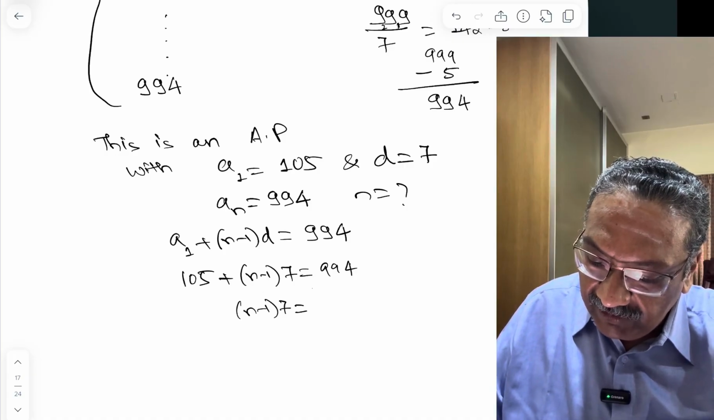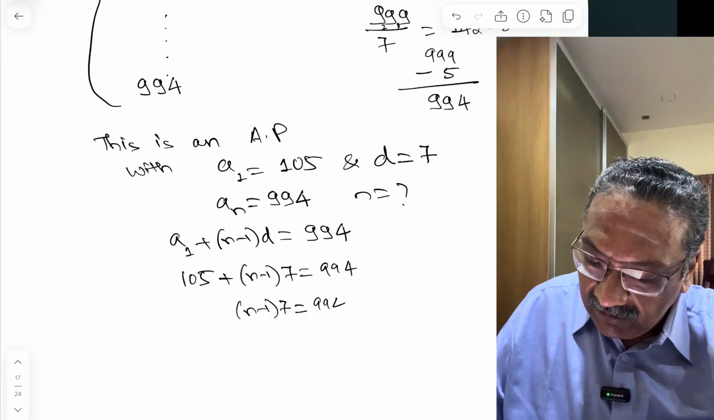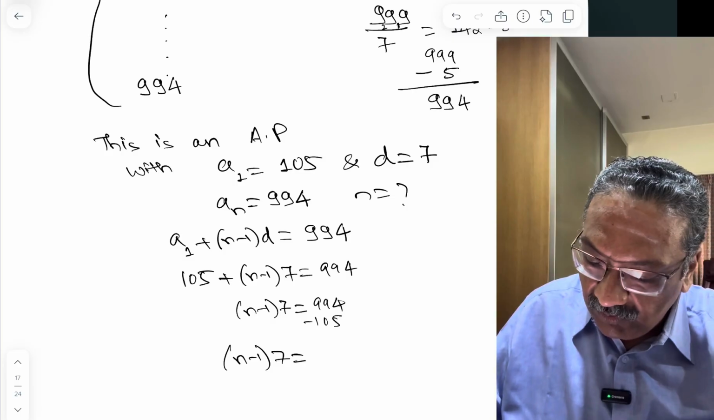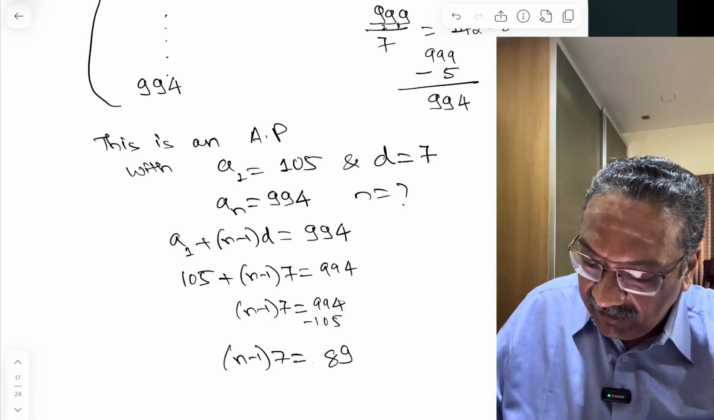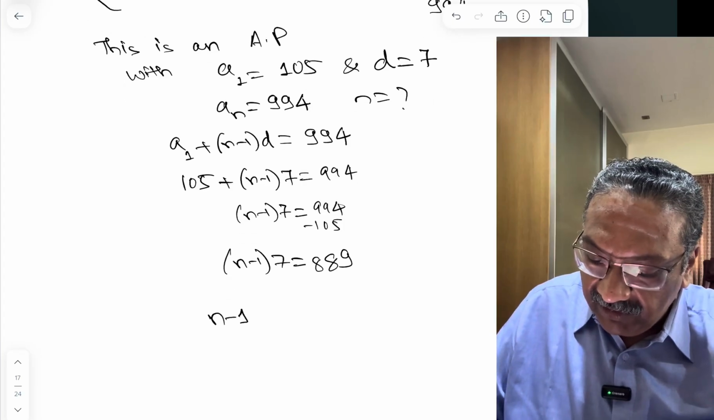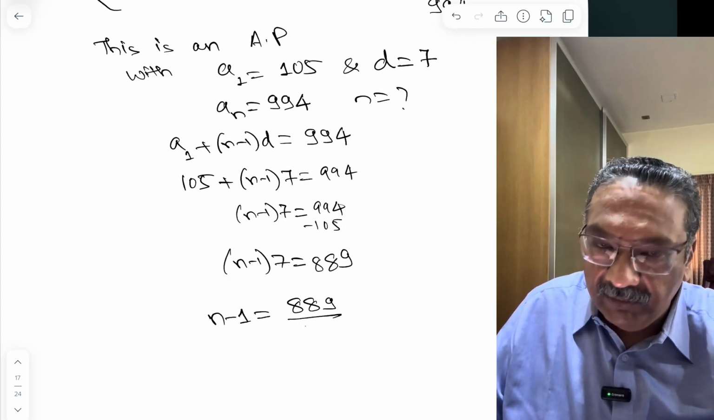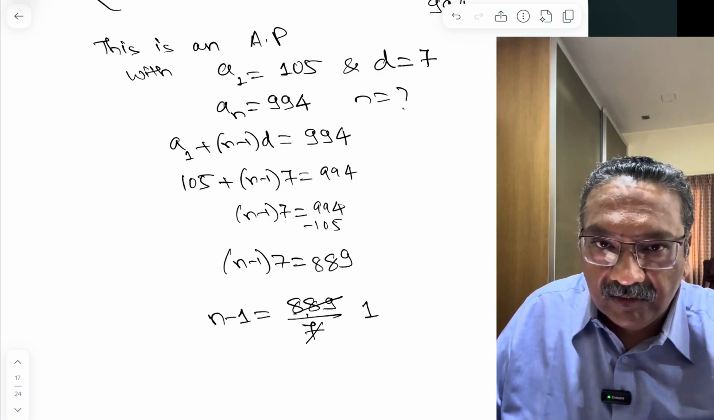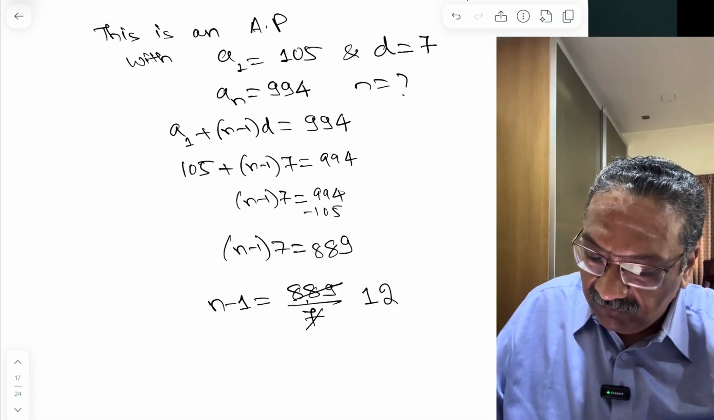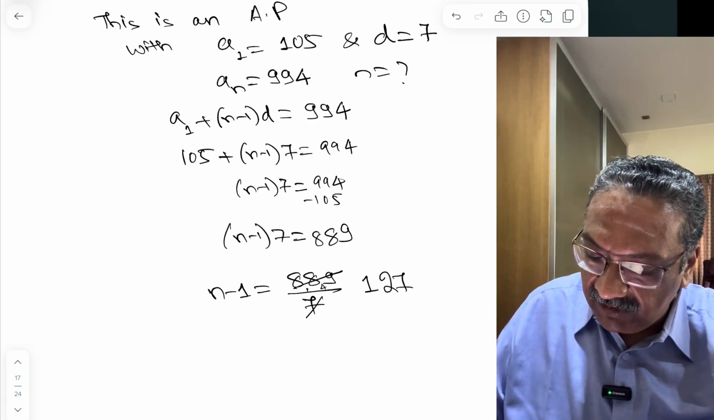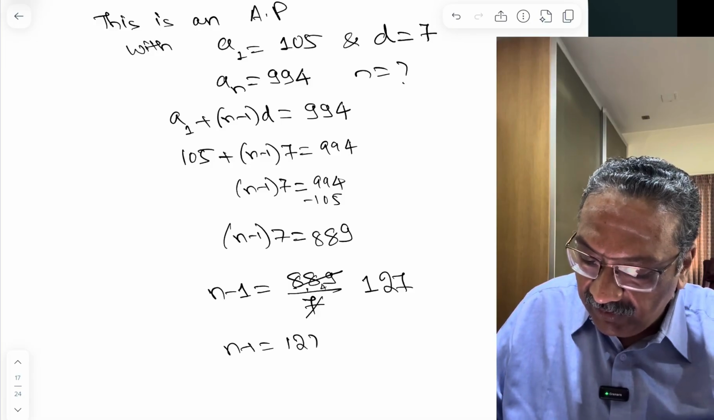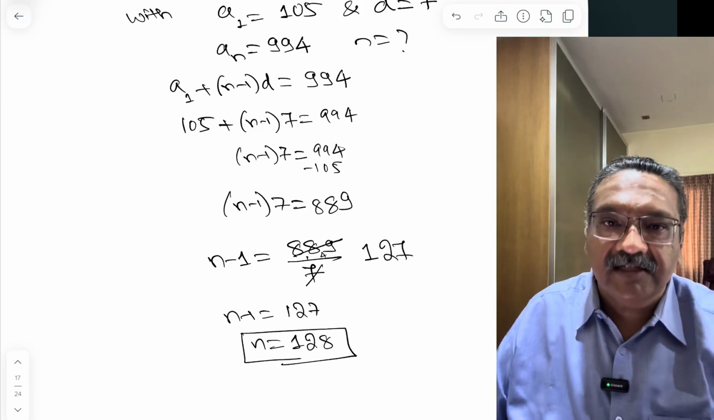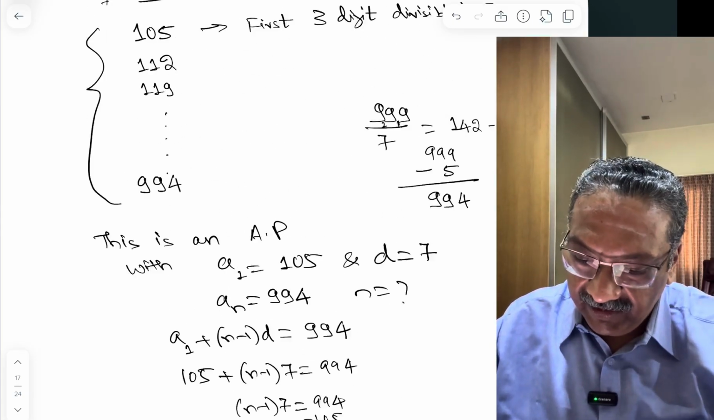(N minus 1) times 7 becomes 994 minus 105, which happens to be 889. So N minus 1 is equal to 889 divided by 7. 7 ones are 7, 1 carry. 7 twos are 14, 4 remainder, 7 sevens are 49. So N minus 1 is equal to 127 and N is equal to 128. So the number of 3 digit numbers divisible by 7 is 128.